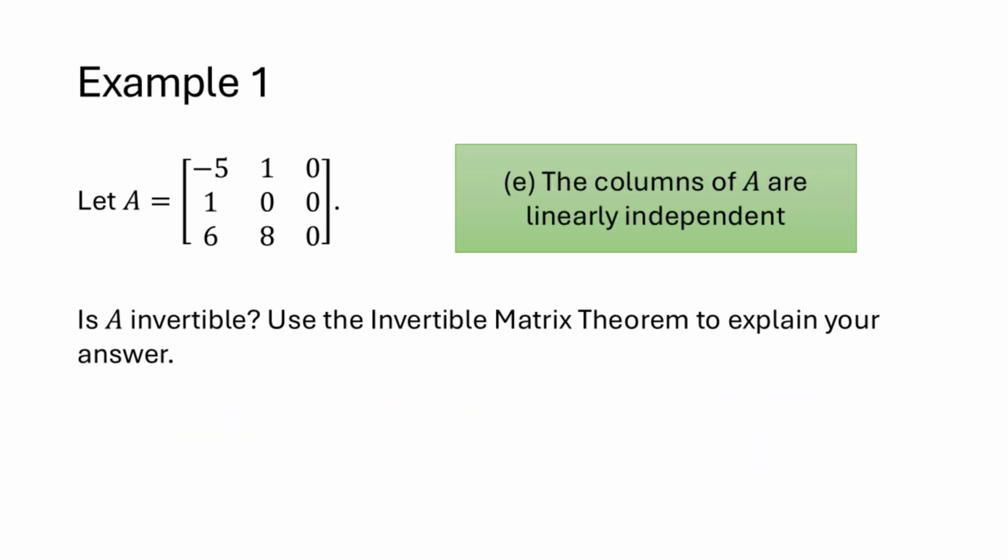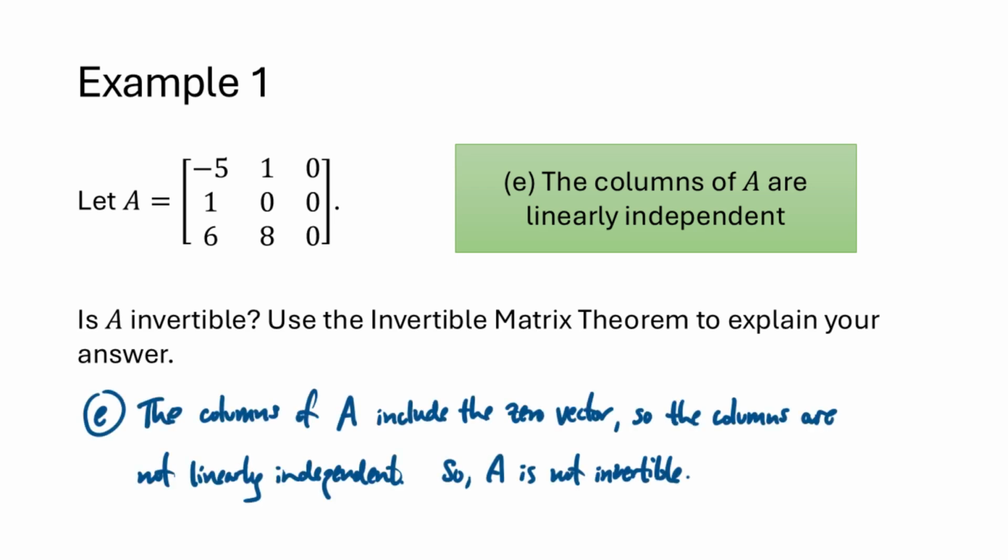For example, what about statement E? Statement E says that the columns of this matrix are linearly independent. Again, we might notice that column of zeros, and we might also remember some of the characterizations of linearly independent sets from lecture 16. One of those characterizations tells us that if our set of vectors contains the zero vector, then the set must be linearly dependent. So since our set of column vectors does contain the zero vector, the columns are not linearly independent, which means statement E is false, and then again by the invertible matrix theorem, our matrix is not invertible. Let's try one more of our statements on this same matrix.